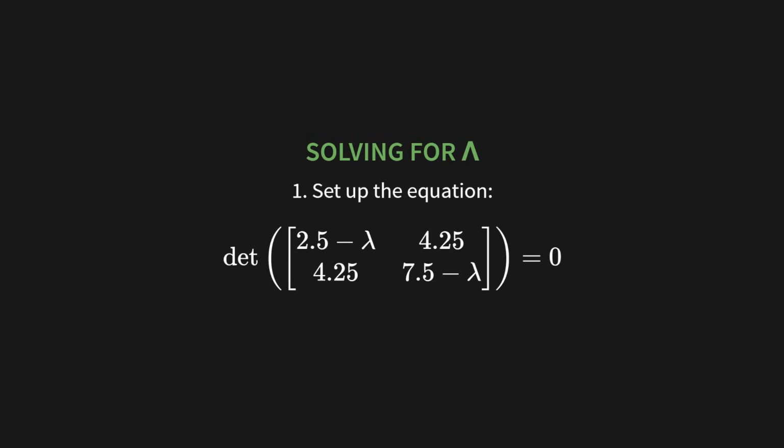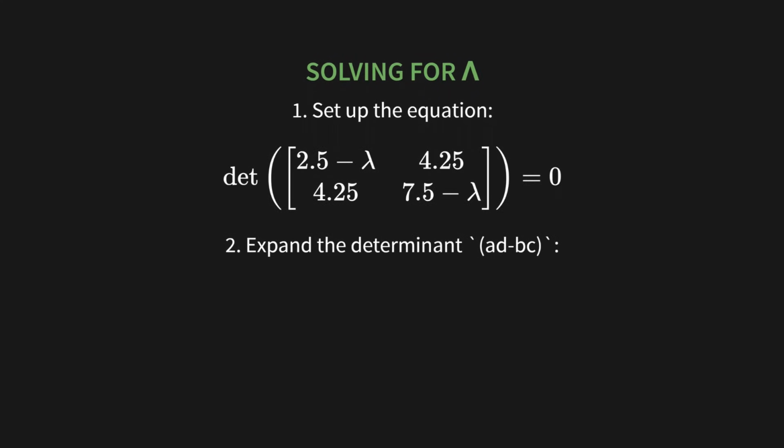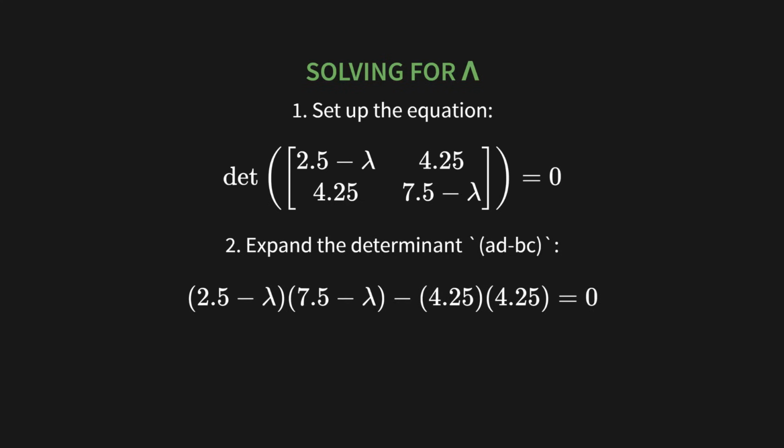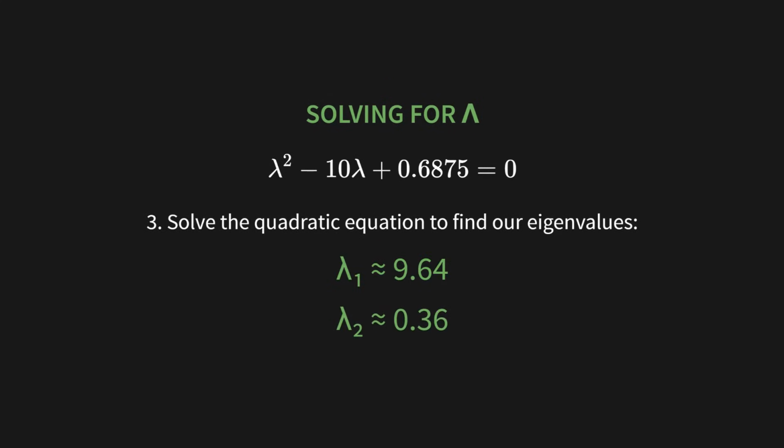So we have the determinant of the matrix 2.5 minus lambda, 4.25, 4.25, and 7.5 minus lambda equals 0. Next, we expand the determinant. For a 2 by 2 matrix, that's just AD minus BC. This gives us 2.5 minus lambda times 7.5 minus lambda minus 4.25 squared equals 0. When you multiply that all out, you get a simple quadratic equation: lambda squared minus 10 lambda plus 0.6875 equals 0. And now we just solve that quadratic equation to find our eigenvalues.